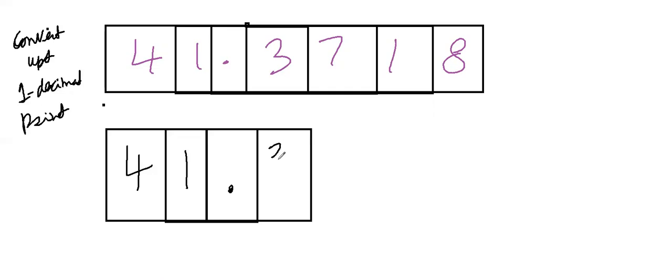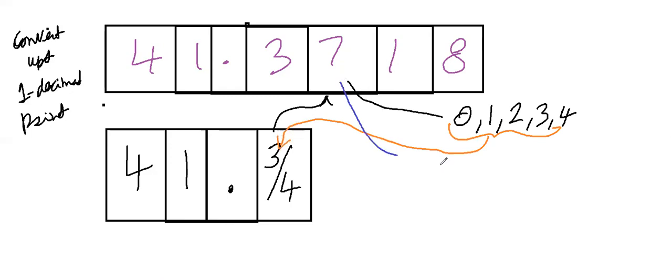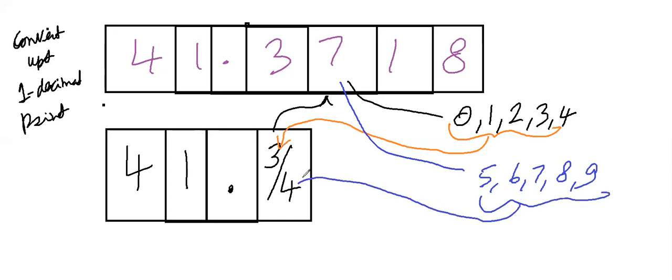But here either it will be 3 or it will be 4. Who is deciding this? The next digit, 7, is deciding. So if in this box the number is 0, 1, 2, 3, or 4, then what number will come? 3. The number will be 3 only. But if in this box the number is 5, 6, 7, 8, or 9, then what number will come? 4 will come. Here it is 7. So the answer will be 41.4. This will be the answer.